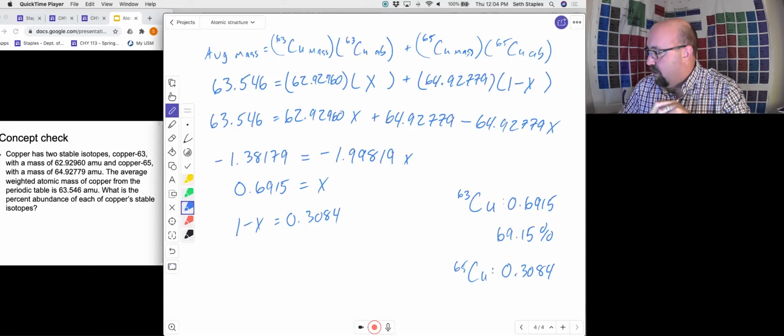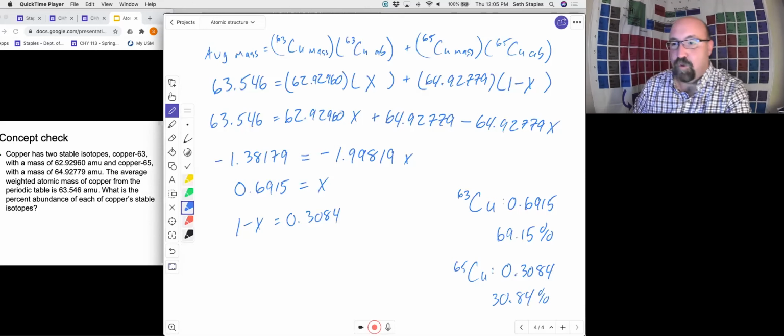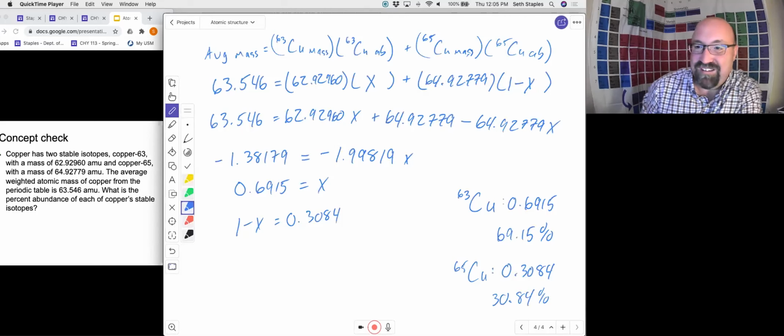Or a percentage, rather, of 30.84%. And so copper 63 has a percent abundance of 69.15%. Copper 65 has a percent abundance of 30.84%.